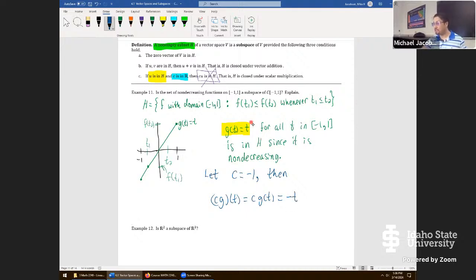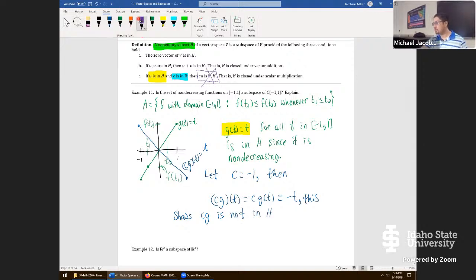And we could just simply observe from the graph, since it's a quick counterexample. Here's our new function, Cg at t equals -t, and that's clearly non-increasing. This one's a decreasing function. So this is not in H at all. Let's say here, this shows Cg is not in H. So that's the portion right here we were trying to show. We left that set H, and our work is complete.